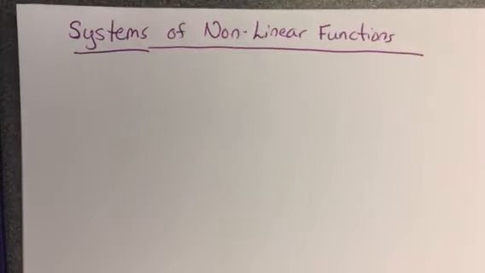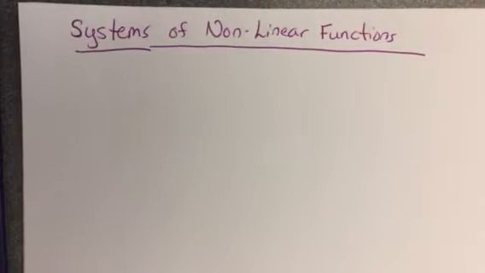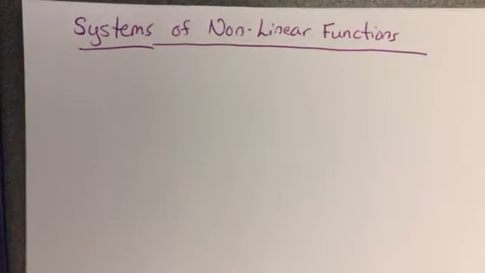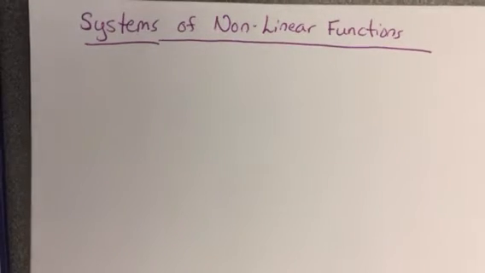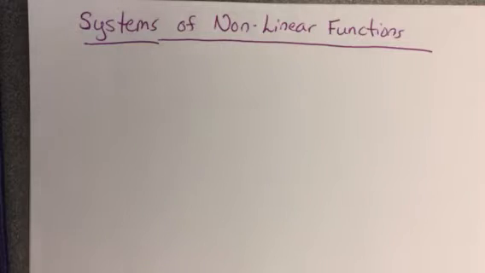Okay, so in this video I'm going to show you a couple of examples of systems of nonlinear functions. When we're talking about systems of nonlinear functions, that's going to include functions that aren't linear. For example, quadratics, exponential functions, cubic functions, anything that simply isn't linear. It could include circles, etc., etc.